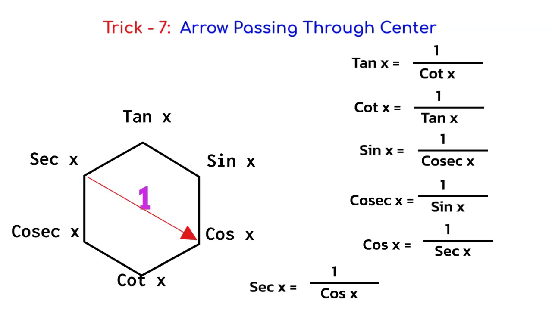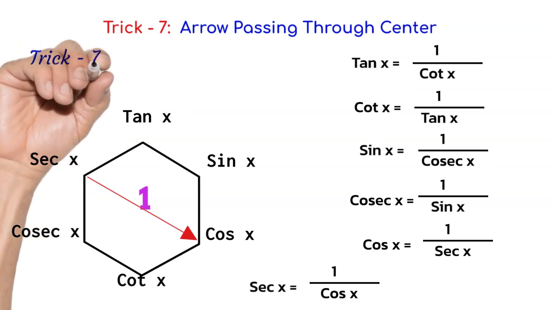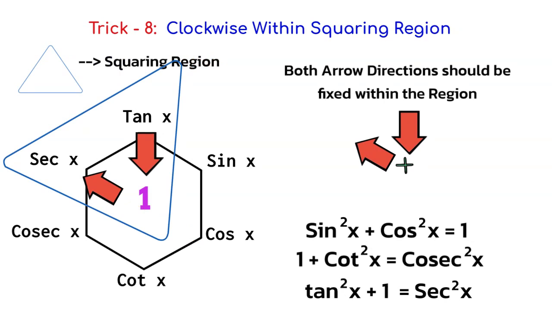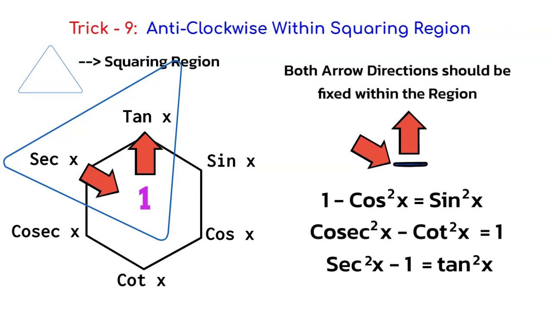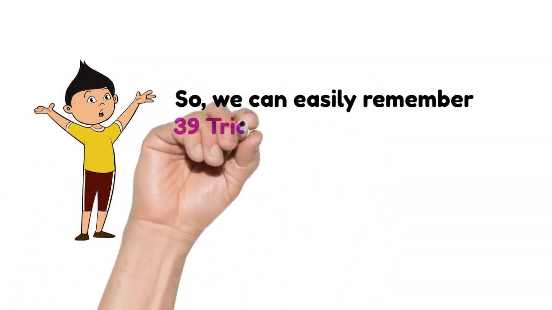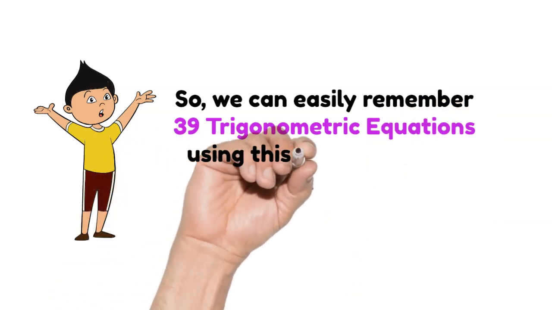From trick 7, arrow passing through the center, we got these equations, and total number of equations we derived till now is 33. From trick 8, clockwise within the square region, we got these equations, and total number of equations we derived till now is 36. From trick 9, anti-clockwise within the square region, we got these equations, and total number of equations is 39. So we can easily remember 39 trigonometric equations using this super hexagon technique.